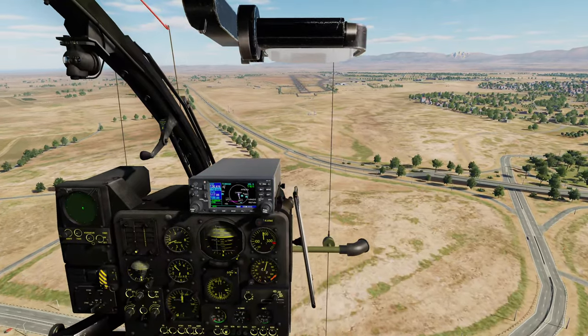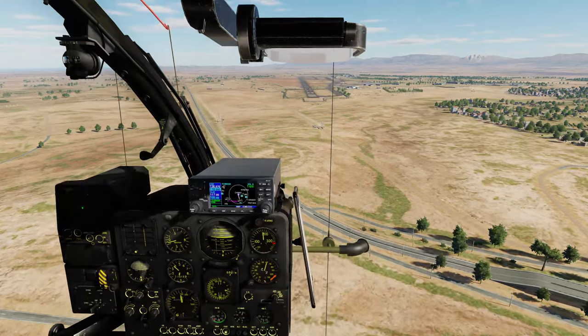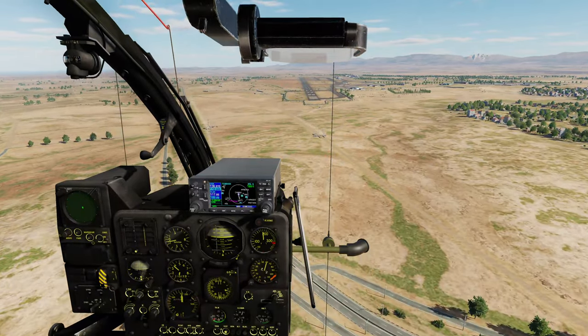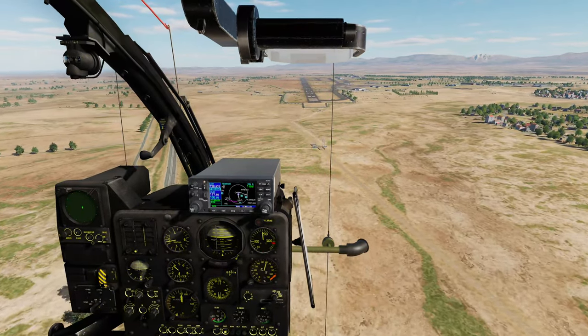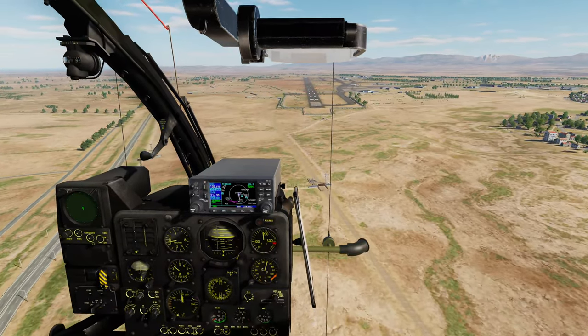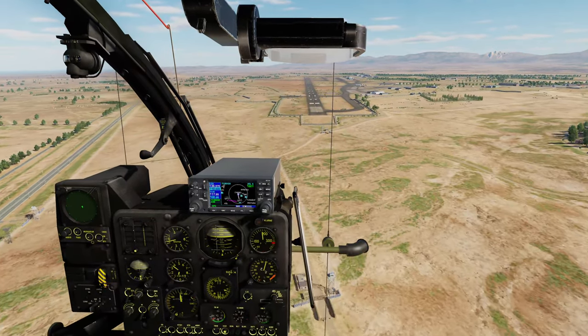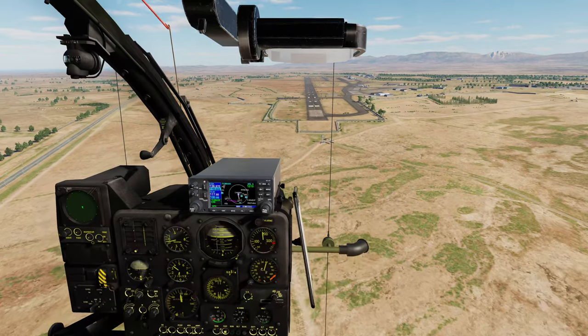So as you can see, it's a fairly easy helicopter to fly, and it's actually quite fast. I'm really not pushing it. I'm at 60% torque right now, and I'm flying at 180 kilometers an hour. So that's a fairly leisurely cruise. We're not pushing it, and the helicopter's going fairly fast. It's doing a pretty good job.